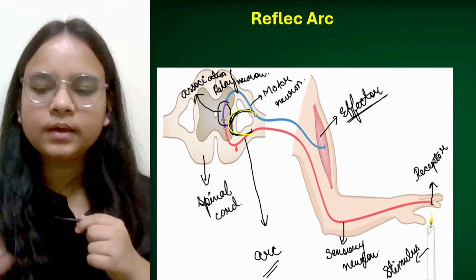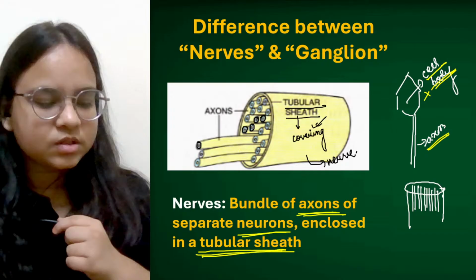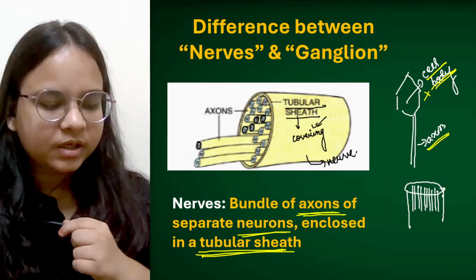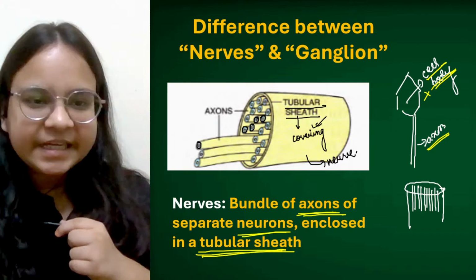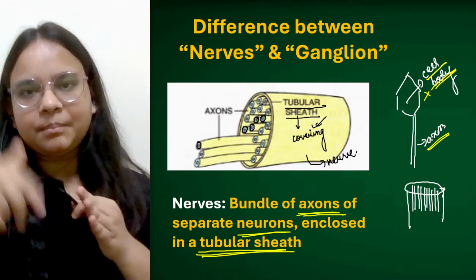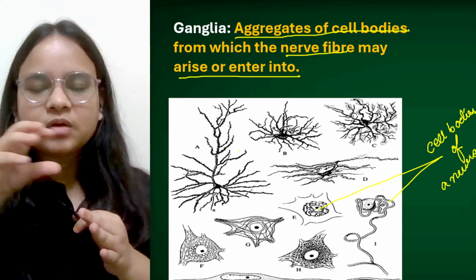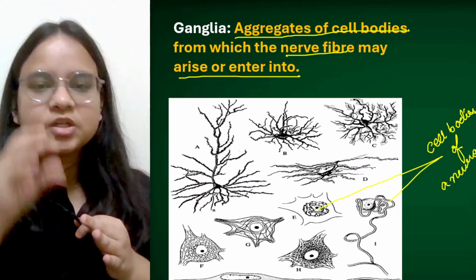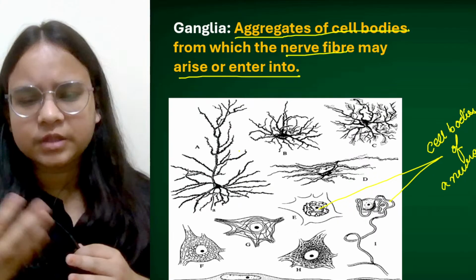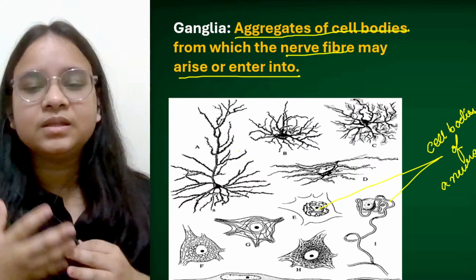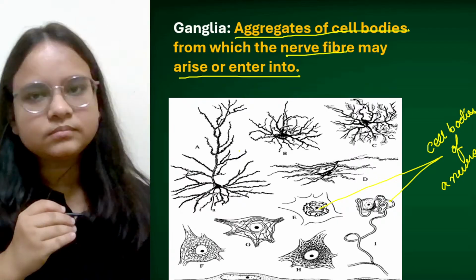Okay, fine. Now let's move. We have also seen the difference between a nerve and a ganglion. Aggregates of axons, all the axons together if you put in a bundle, that becomes your nerve. And what are ganglia? The aggregates of cell bodies. The aggregates of the cell bodies are called ganglia. Ganglia is used to highlight the plurality. So this is the plural term, and for singular you can use ganglion.